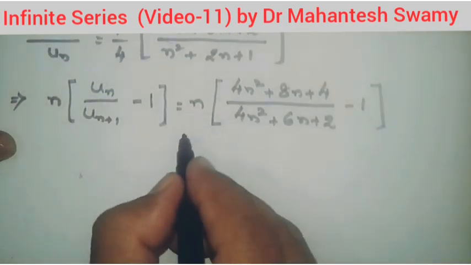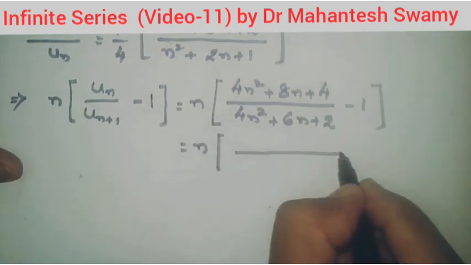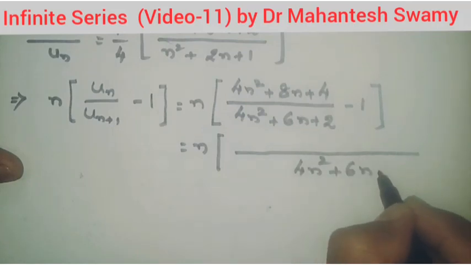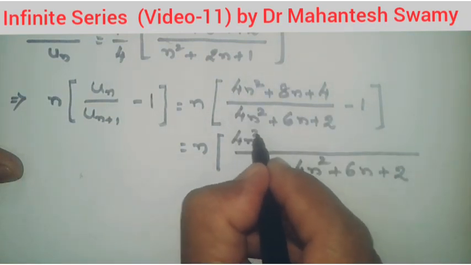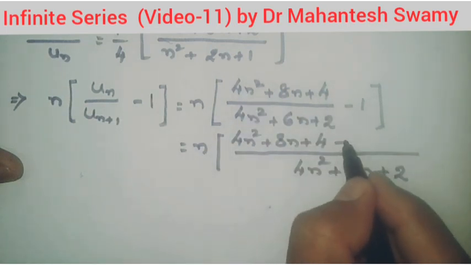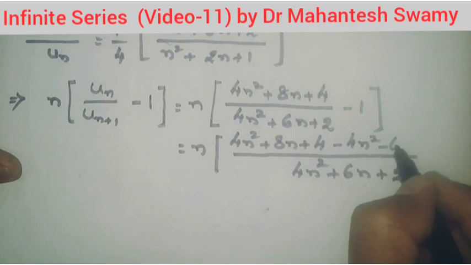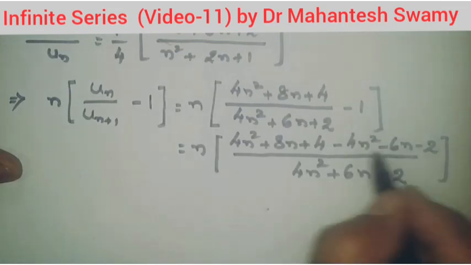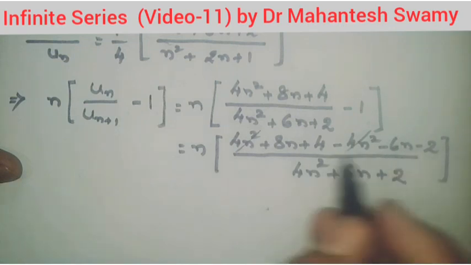Now I have to take the LCM within the bracket. n outside, and when I take the LCM, it will be this entire thing, that is 4n square plus 6n plus 2. So here it is multiplied by 1. So this thing as it is, that is 4n square plus 8n plus 4. So this remains as it is, minus 1 into this entire thing, minus 4n square minus 6n minus 2. So this is multiplied with minus 1 and written over here. Now 4n square cancels with this minus 4n square, and 8n minus 6n is 2n.